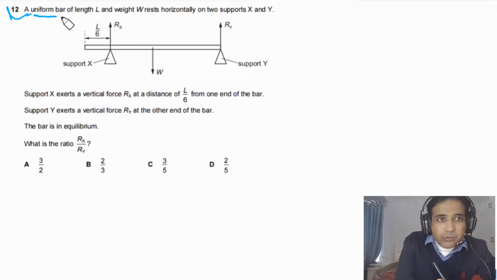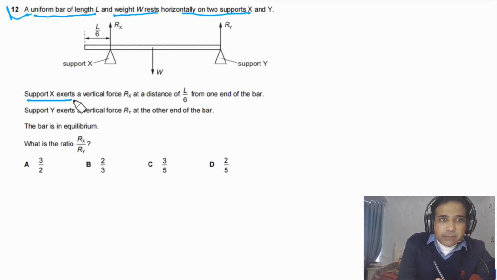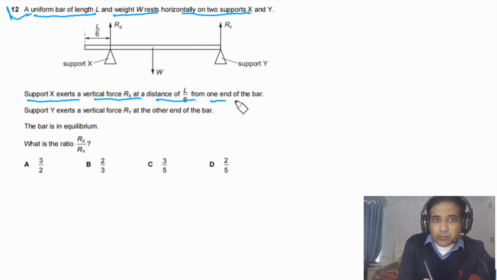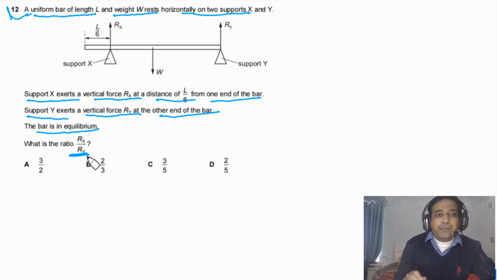Question 12 says a uniform bar of length capital L and weight W rests horizontally on two supports X and Y. Support X exerts a vertical force Rx at a distance of L by 6 from one end of the bar. Support Y exerts a vertical force Ry at the other end of the bar. The bar is in equilibrium. What is the ratio between Rx and Ry?